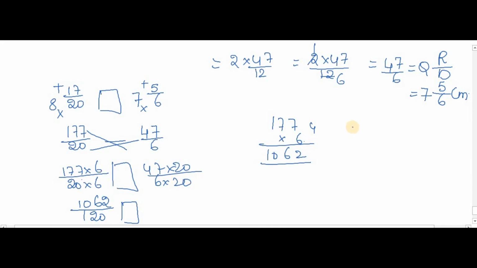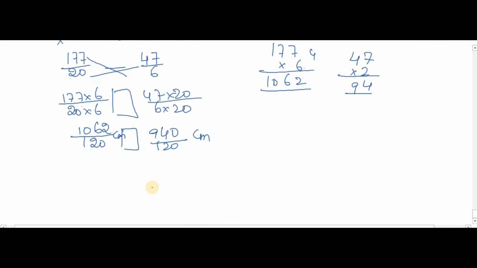Now 47 times 20 gives 940/120 centimeters. I can compare only when my denominators are the same. I can't do addition, subtraction or comparison if my denominators are different. Now my denominators are the same, so I can compare only the numerators. Of the two numerators, this one is the bigger one. So automatically the perimeter of the triangle is more than the perimeter of the rectangle.